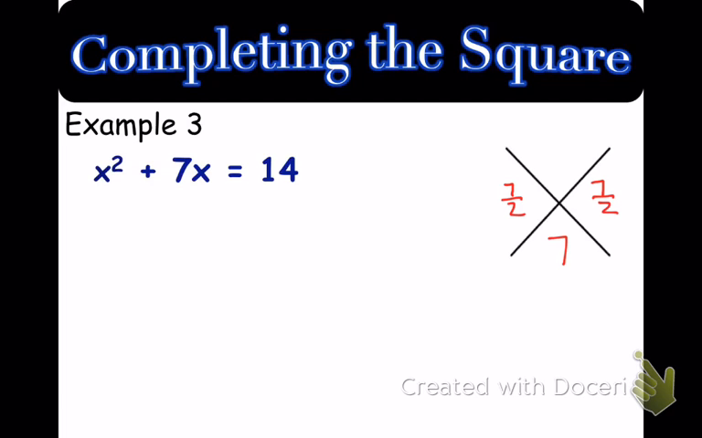And I'm going to square it. 7 times 7 is 49 for the numerator. 2 times 2 is 4. Side note, that bottom number will always be a 4 because you're always dividing by 2 and you're always squaring it. So I'm going to go ahead and factor this. X squared plus 7x. I'm going to be adding that 49 over 4 to both sides.